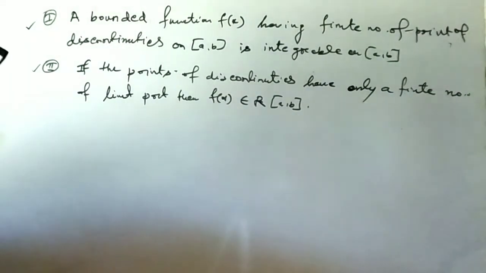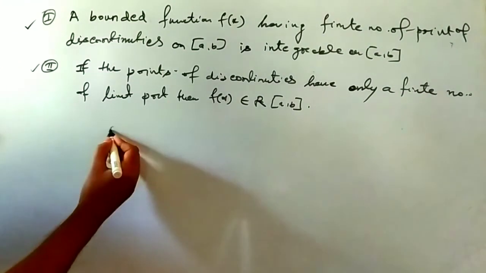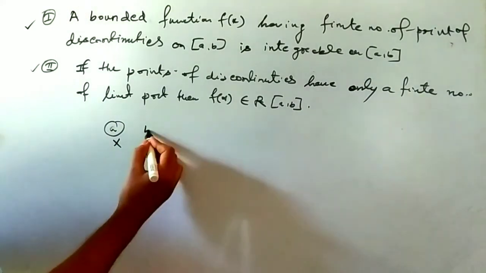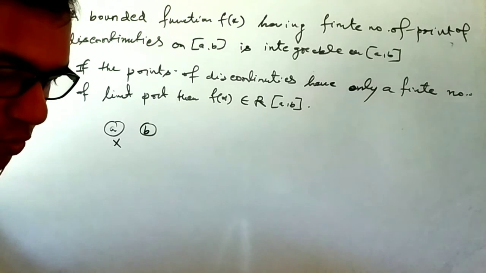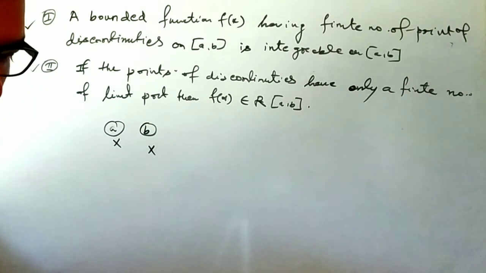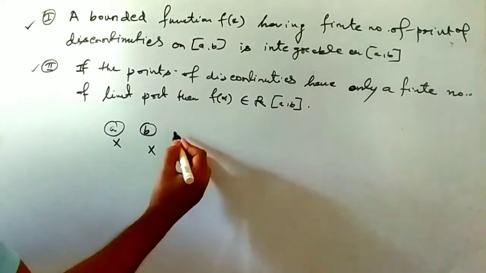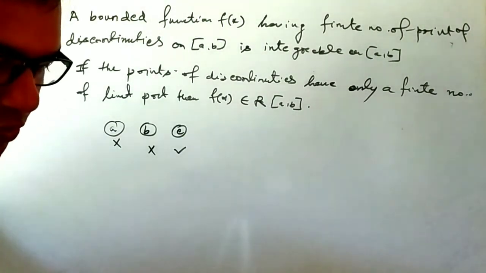So here option A, 1 is true but 2 is false, that is not correct. Option B, 1 is false but 2 is true, this is not correct. Option C, both 1 and 2 are true, this is correct. And neither 1 nor 2 is true, this is false.